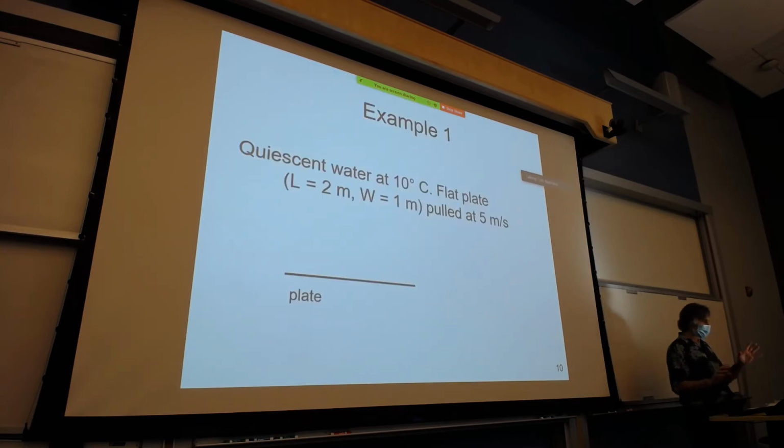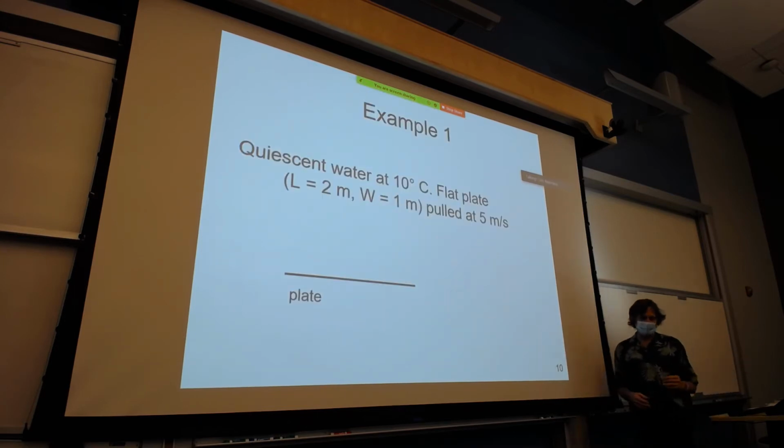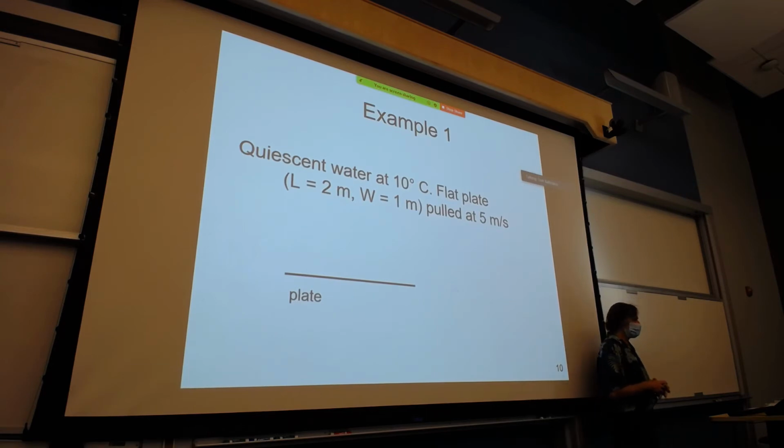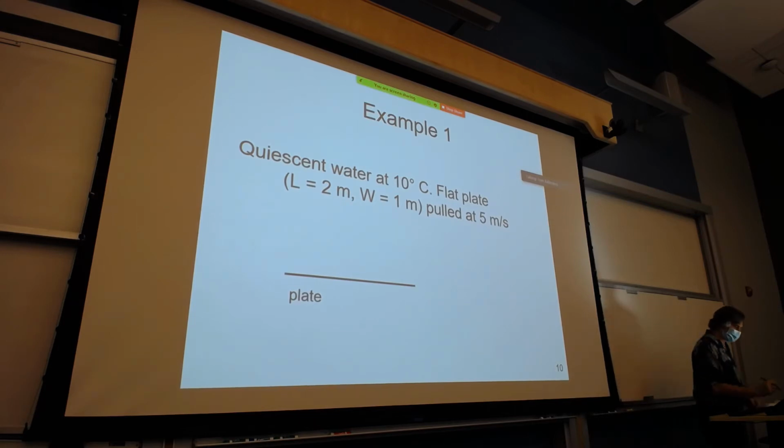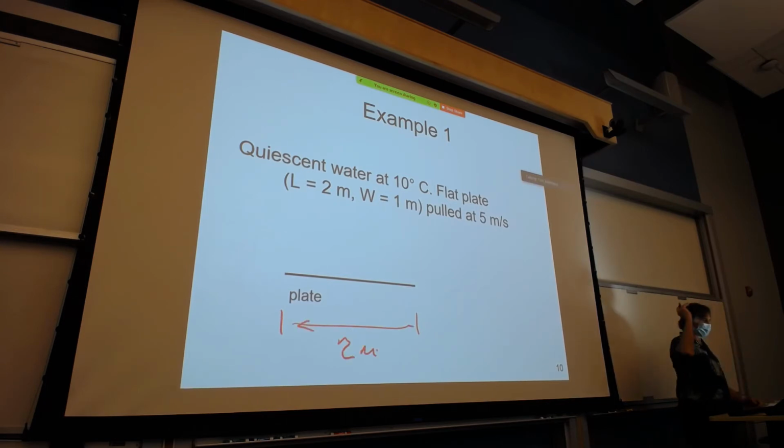What we want to do now is move into the other zones, and I'm going to do that with the example that I posted today. Here we have a flat plate, of course. It's in water. It's 2 meters along its length, and it's 1 meter of width into and out of the paper. It's being pulled through water at a velocity of 5 meters per second.